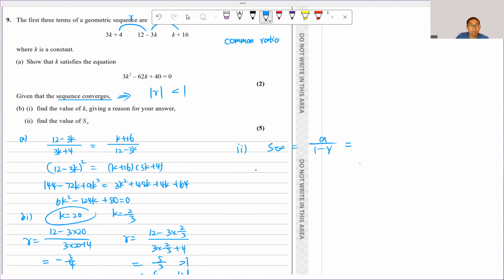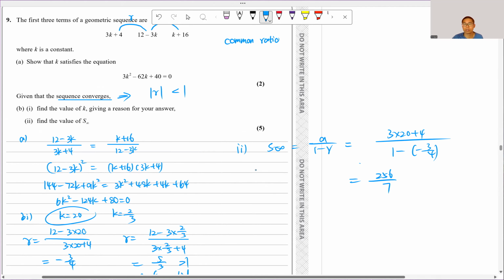So a is equal to, k is 20, so we have 3 times 20 plus 4. And then 1 minus r. r is negative 3/4. Put that in the calculator. 64 over 1 minus negative 3/4, which is 256 over 7. That's the final answer.